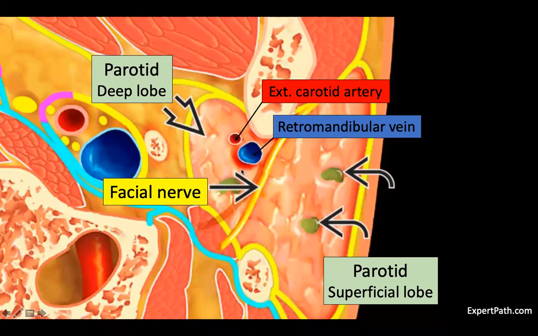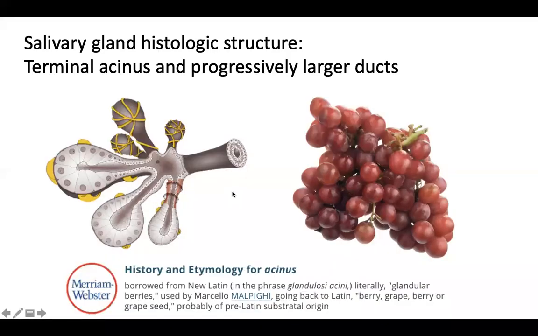The other thing that you should take away from this image here is that there are lymph nodes here in the parotid gland, so don't forget about that. And we'll talk about that in a minute as well.